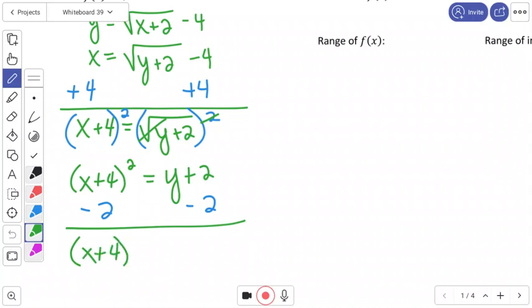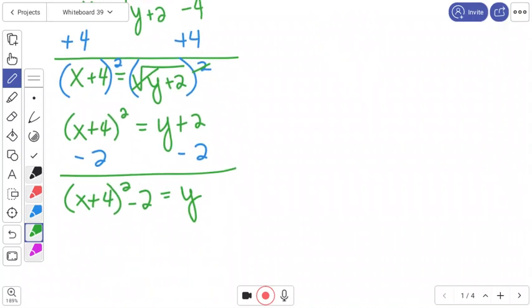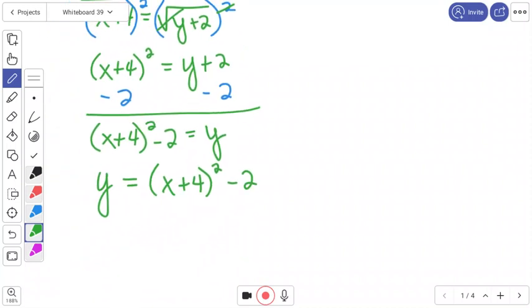And that gives us (x + 4)² − 2 = y. Now, I know some of you do not like having your equation with your y equals on the right side, so we're going to go ahead and flip it around. It's just y = (x + 4)² − 2. And like we said a moment ago, because our graph passes the vertical line test, we can use function notation here. But we have one little problem. Let's go ahead and finish writing this out.